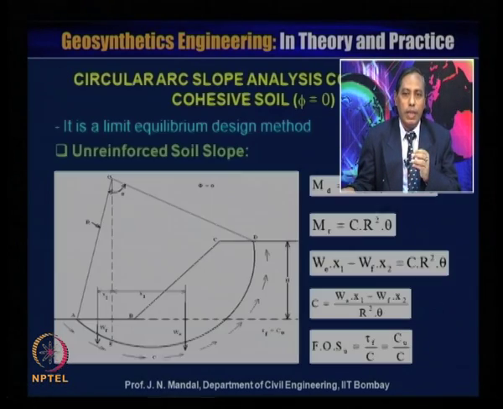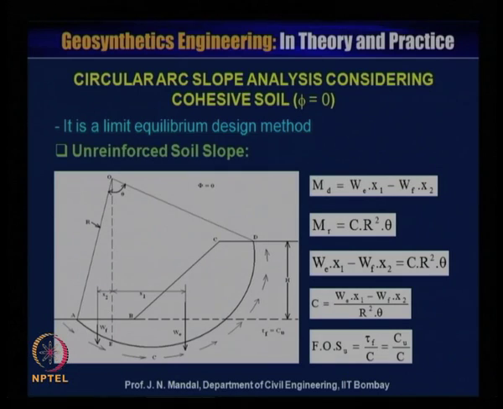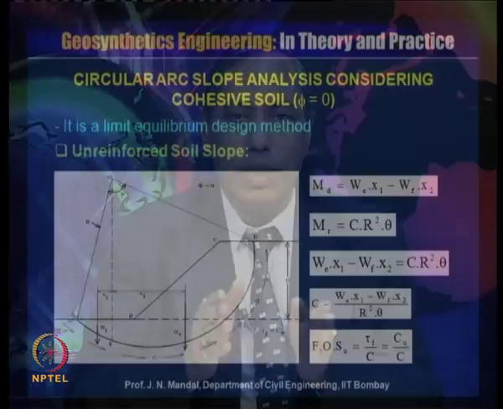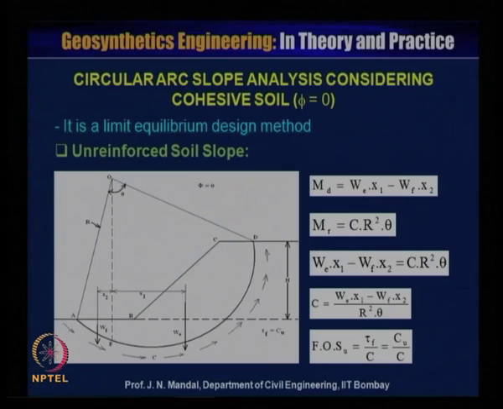We have to check these in terms of the factor of safety. Now, what theory will we adopt for different types of soil? Initially I will discuss the conventional method, the limit equilibrium method, for the design of the slope. If we use circular arc slope analysis considering cohesive soil, when phi is equal to 0, it is a limit equilibrium design method.